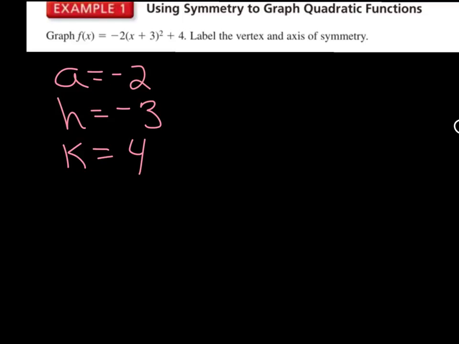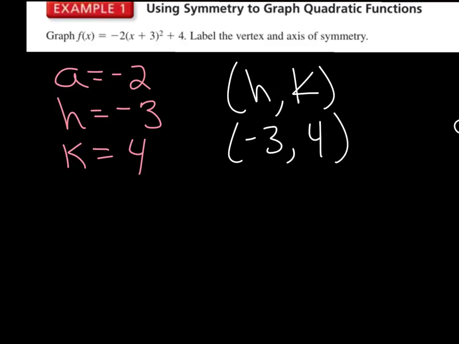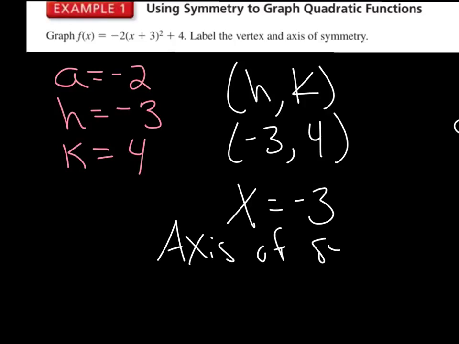Well, we know that the vertex is (h, k). So the vertex is (-3, 4). Now, previously, we know that the axis of symmetry is basically just that h value. So remember from the previous slide, we know that x equals -3. So this right here is my axis of symmetry. So I'll just go ahead and write that. Axis of symmetry.